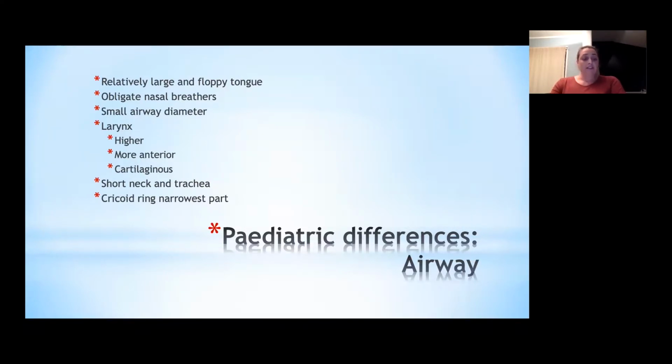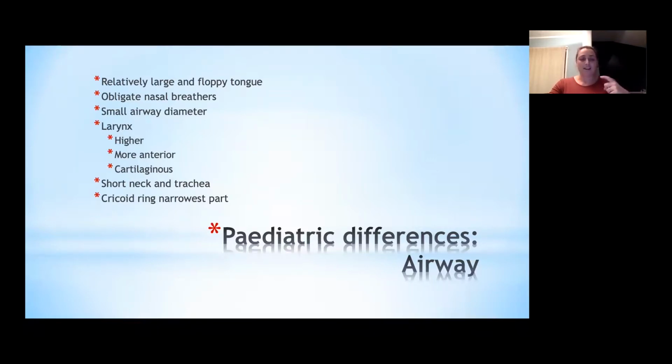Their larynx is higher, so it sits at about C4 as opposed to C6 in adults. It's more anterior, and it's also quite cartilaginous. So this means that they're at an increased risk of aspiration, and they're also at an increased risk of compression of the airway if they hyperextend or flex. So that's really important to remember when you are positioning them in terms of opening the airway.